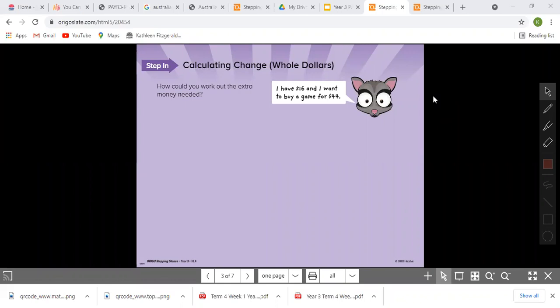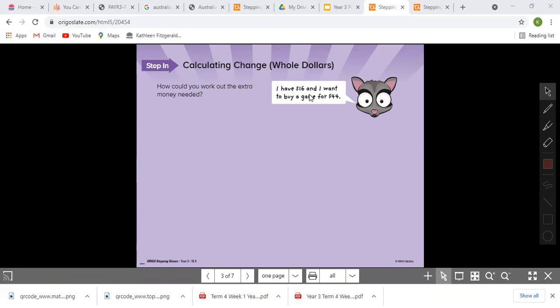Year 3, more work on money, but this time we're going to work in whole dollars. And this is actually easier because we don't work with parts of dollars or the decimals that we have for cents. Okay, so let's have a look at how we would use whole dollars when we need to buy things.